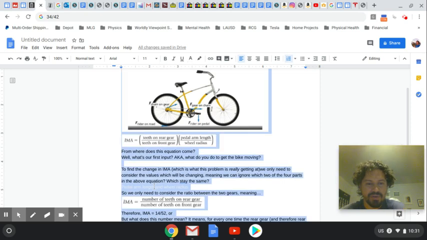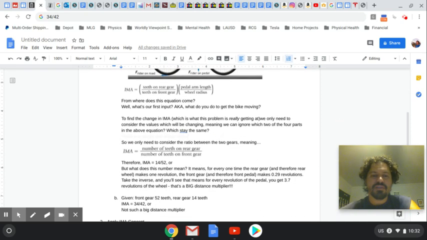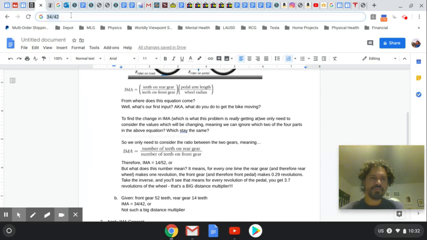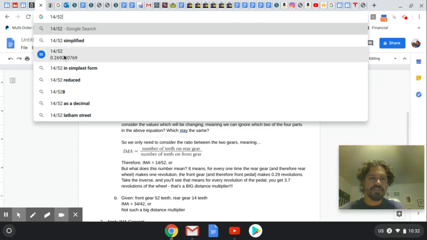I think I hid them right here. Oh, yeah, I did. There we go. Okay, so we just need to consider these two parts, the number of teeth on the rear gear divided by the number of teeth on the front gear. So that means 14 divided by 52. And if I put that up here, 14 divided by 52, it is 0.269. How many sig figs do I get? 2. Which means it's 0.27.